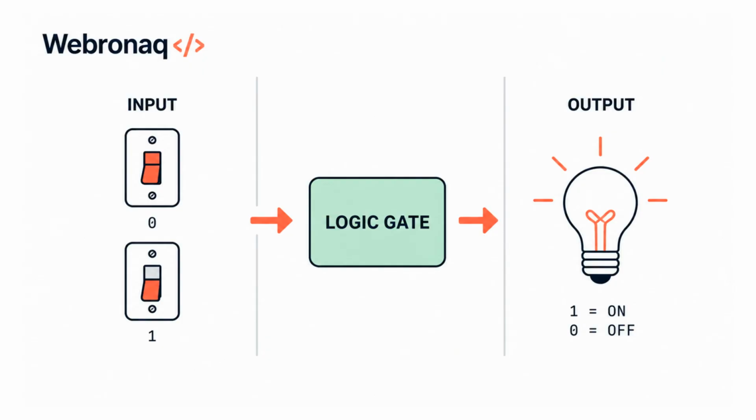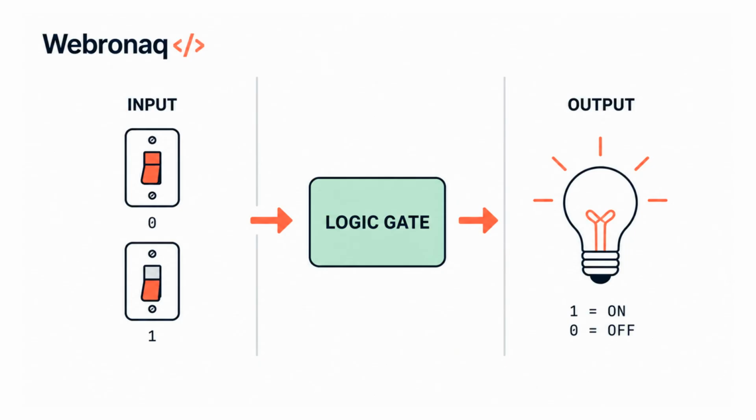All right, let me show you the simplest way to think about a logic gate. Imagine a light switch on your wall. When the switch is off, no current flows. The bulb stays dark. When you flip it on, current flows and the bulb lights up. Off and on. That's it. Now, in the world of computers, we don't say off and on, we say 0 and 1. 0 means no signal, 1 means there is a signal.